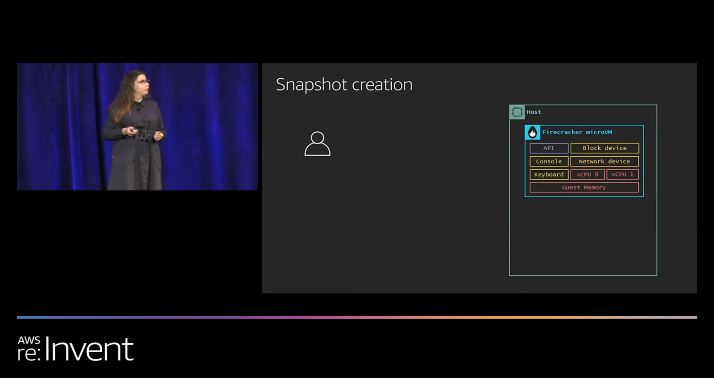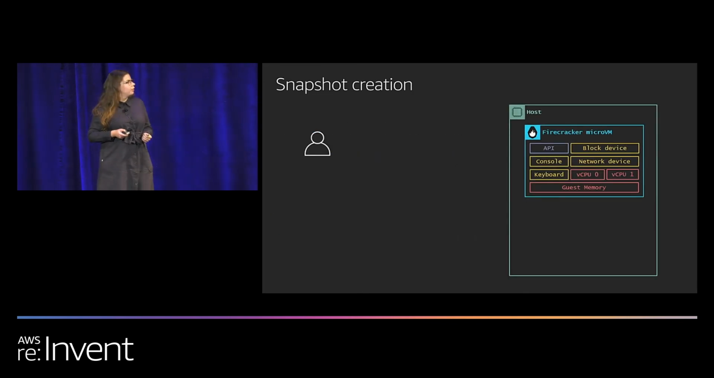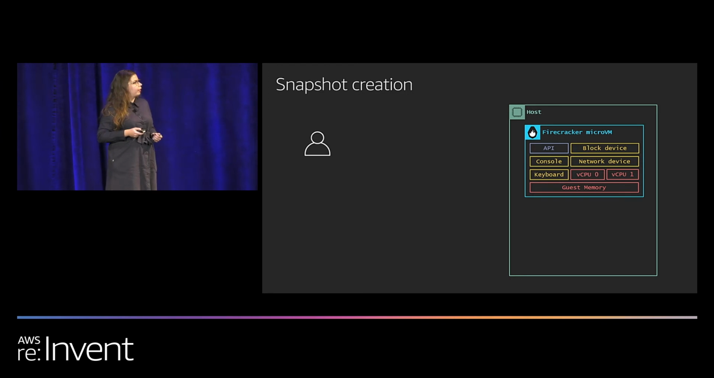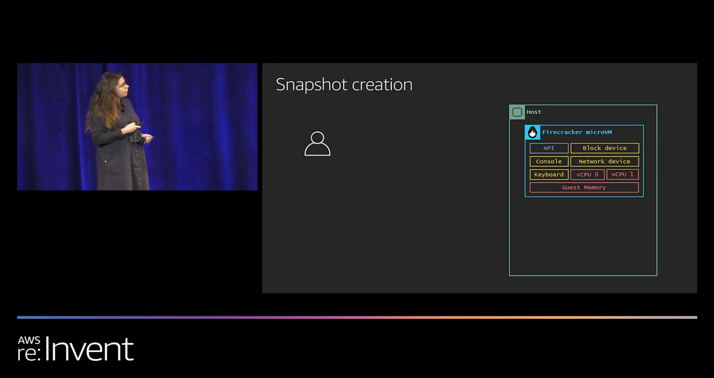Here's a visual representation of that. Let's say you have a Firecracker microVM that's fully configured. It has an API endpoint. Does this thing work? Yeah. The PIO devices, the console and keyboard, the MMIO devices. In this example, we have a block and net devices, 2 vCPUs, and guest memory.